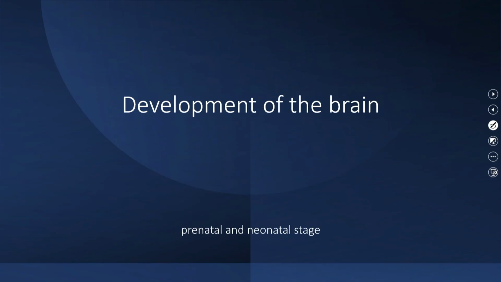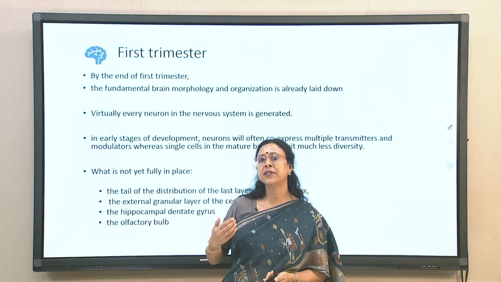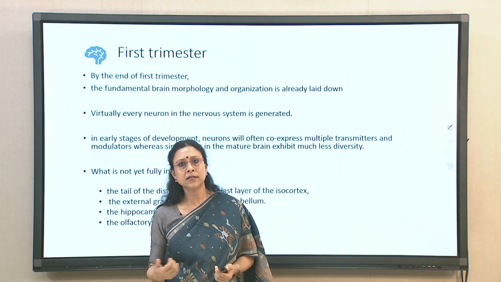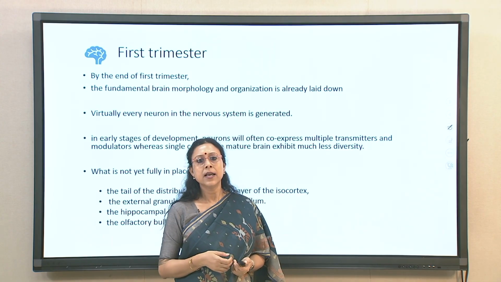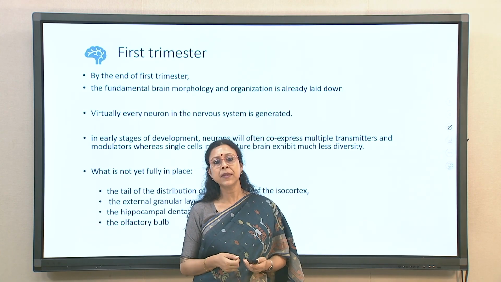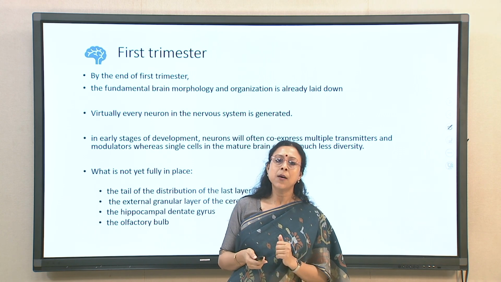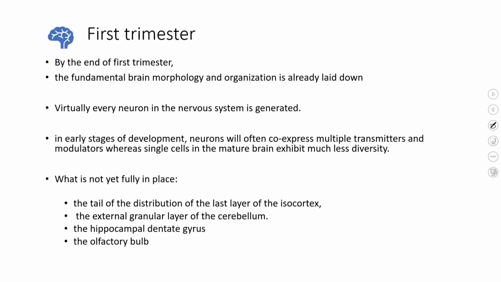We will look at the prenatal and the neonatal stage. When you talk about the prenatal stages, typically the division is in terms of trimesters: first, second and third trimester. We will stick to that kind of division. In the first trimester, some very important things happen with respect to the development of the human brain. Of course, it is a long process, but for the brevity of time, we will make it simpler. By the end of the first trimester, the fundamental brain morphology and organization is already laid down. In fact, it is said that even before the mother knows that she is carrying, the child's brain is already getting formed.